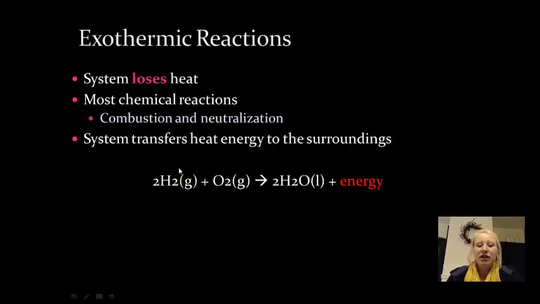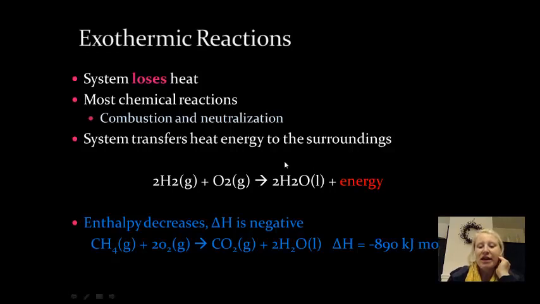Here's an example. The reaction of hydrogen plus oxygen to make water also produces a lot of energy. So energy is a product. When energy is a product, it's exiting the system, and so it's exothermic. Here's another example, the combustion of methane. Methane with oxygen makes carbon dioxide and water. Remember, combustion reactions are really, really exothermic. They create a lot of energy, and our delta H is going to be negative. So for exothermic reactions, our delta H is negative.